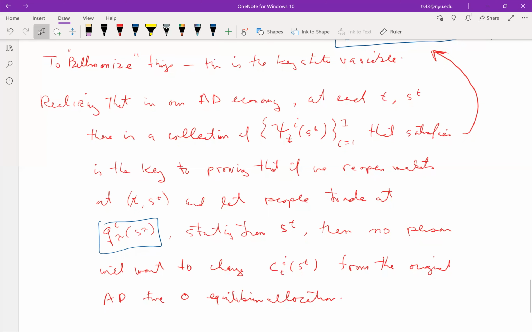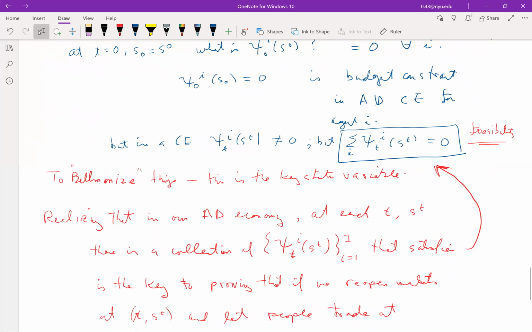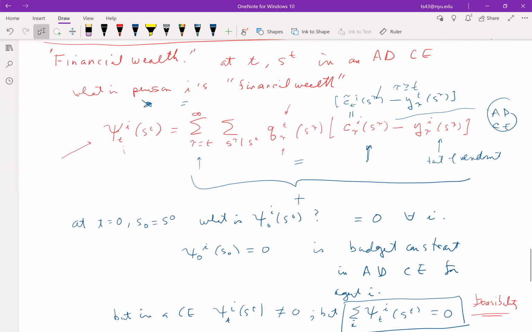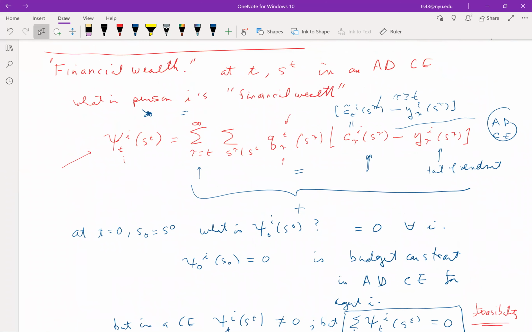So we've gone around a big circle where we've got this continuation wealth, financial wealth, that we've defined. This bears some thinking about, and I'll just stop now for a while. Thanks.